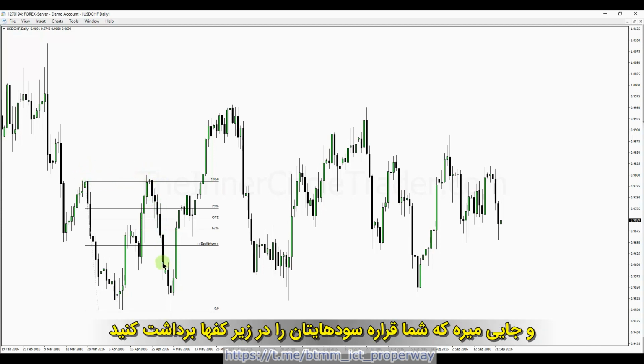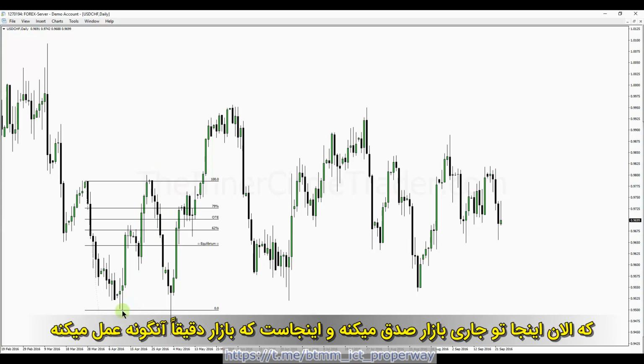Where is it going to go? Where do you take profits at? Below lows. That's already established in the marketplace here and here. And you see that's exactly what the market does.